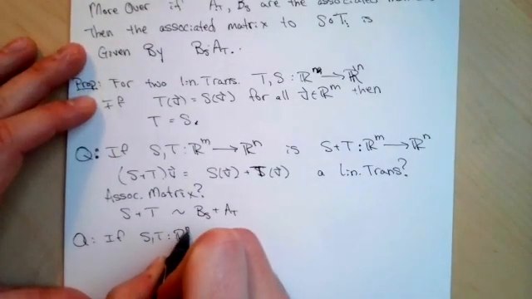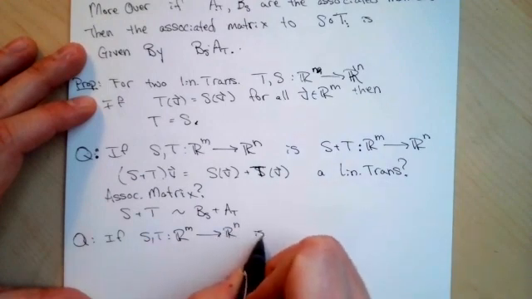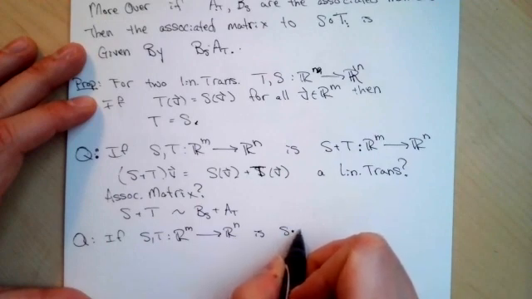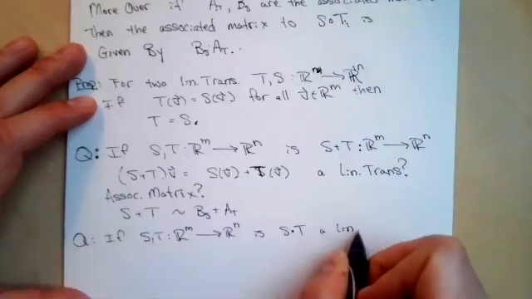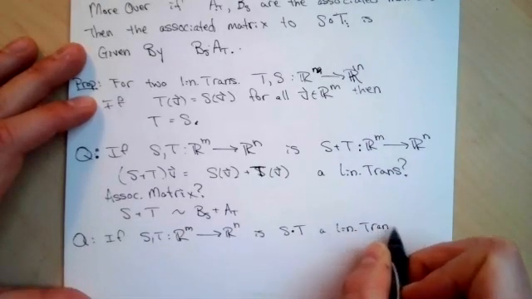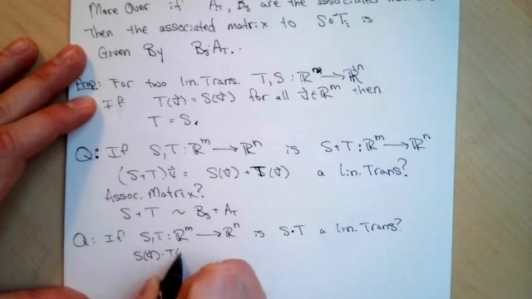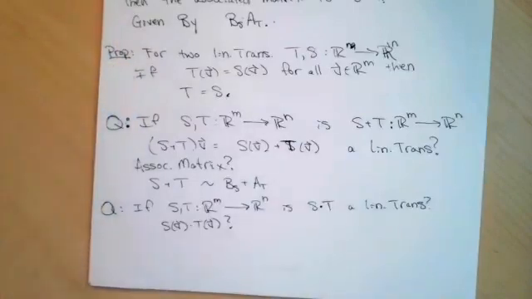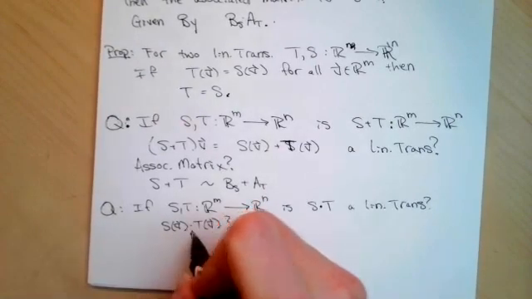So if we have R^m to R^n, is a product of linear transformations, namely where the product would be S of V times T of V. Noted inflection on my voice. What does that even mean? Does this even make sense? What do I mean by times?